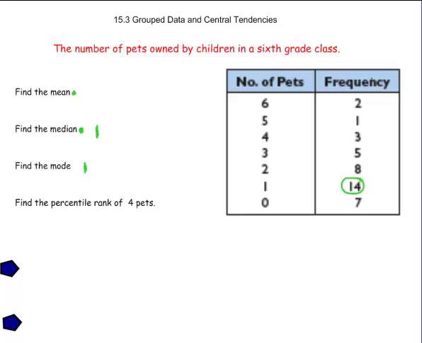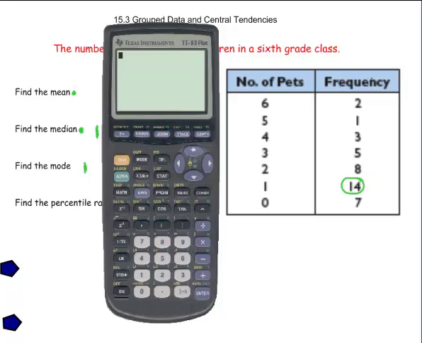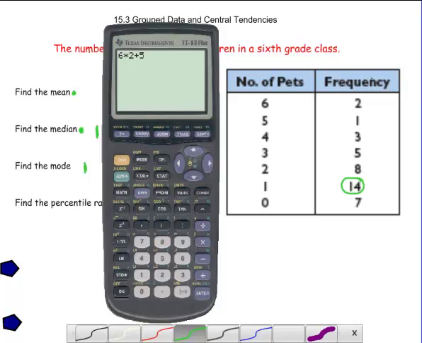The mean, unfortunately, is the old-fashioned way. Or is it? We can do 6 times 2 plus 5 times 1 is 5. And why am I doing this? Because I have to count up how many pets there are.